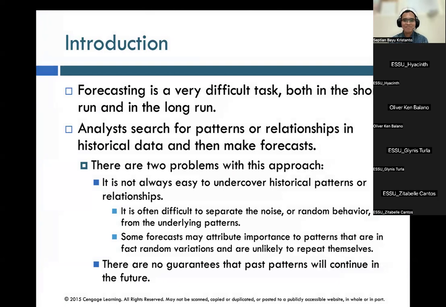How about forecasting? Forecasting is a very difficult task because we need to predict. Sometimes we have lots of data, sometimes we are in scarcity of data, so it could be a short run or a long run of data. The predictions using short data and long-run data could be different. So what we can predict in the short run and the long run may differ, so we need to analyze your patterns.